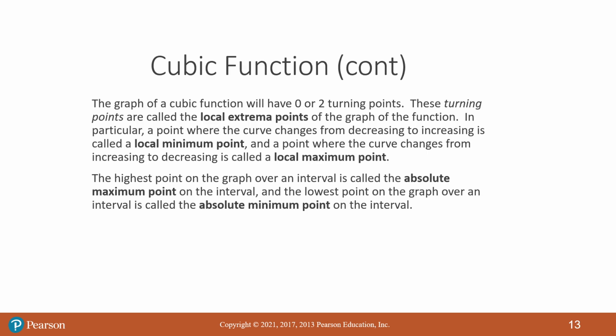Alright, the graph of the cubic function will have 0 or 2 turning points. Okay, these turning points are called the local extrema points of the graph of the function. In particular, a point where the curve changes from decreasing to increasing is called a local minimum point, and a point where the curve changes from increasing to decreasing is called a local maximum point. The highest point on the graph over an interval is called the absolute maximum point on the interval, and the lowest point on the graph over an interval is called the absolute minimum point on the interval.